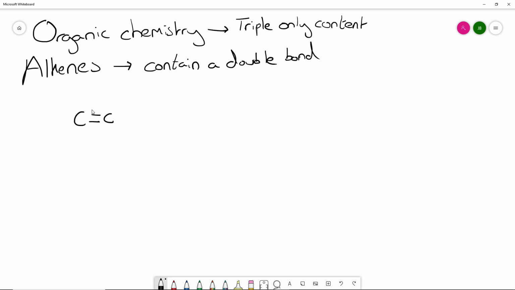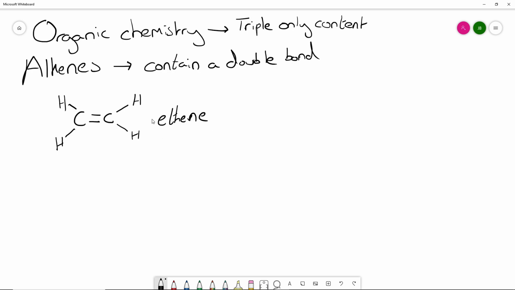Now, carbon would like to form 4 bonds around each of them. So this one wants 4 and this one wants 4. So it will need 2 more and this will need 2 more. So it's got 1, 2, 3, 4, 1, 2, 3, 4. That's got 4, that's got 4. And it bonds with hydrogen. Now this is what we call ethene.